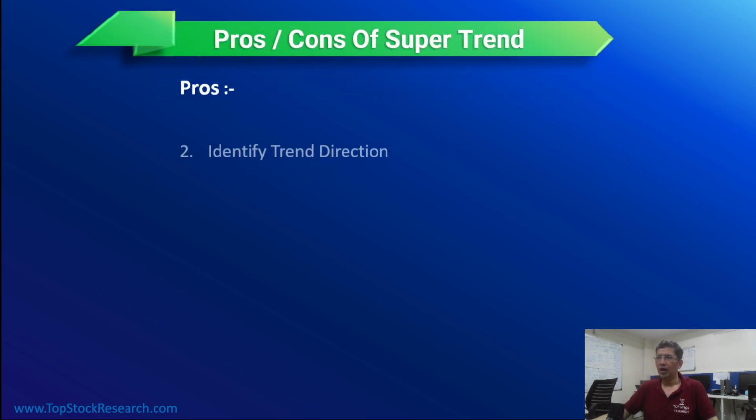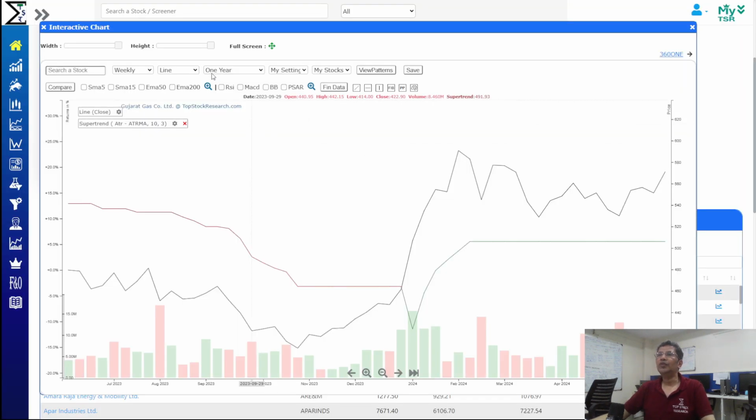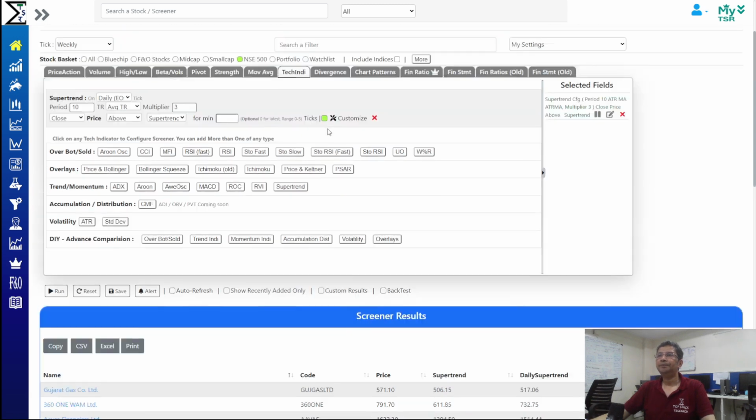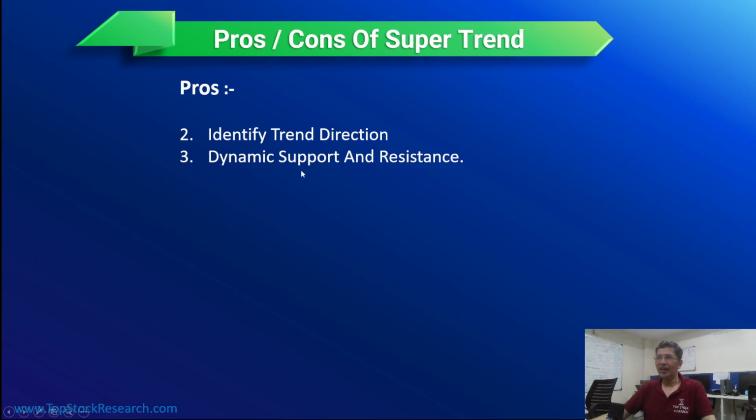Pros and cons. It helps to identify trend and direction. One is missing. We'll see why it is missing. Number two, it gives dynamic support and resistance. We saw that you can use this filter out here, that price taking support and resistance, or flattish bullish and bearish line. These two will help you to get dynamic support and resistance. You can use it for stop loss or risk management, the way you use your trend lines.